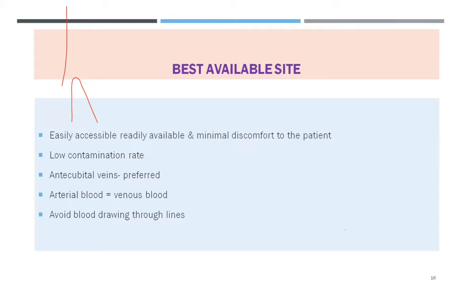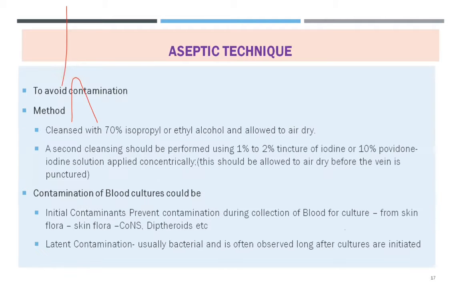Best available site. Antecubital veins are preferred. There is no difference between arterial blood and venous blood. However, blood should not be drawn from lines. Sites should be selected such that they have a low contamination rate, are easily accessible and readily available, and cause minimal discomfort to the patient. In short, blood culture should be done from a site that carries a low chance of contamination.